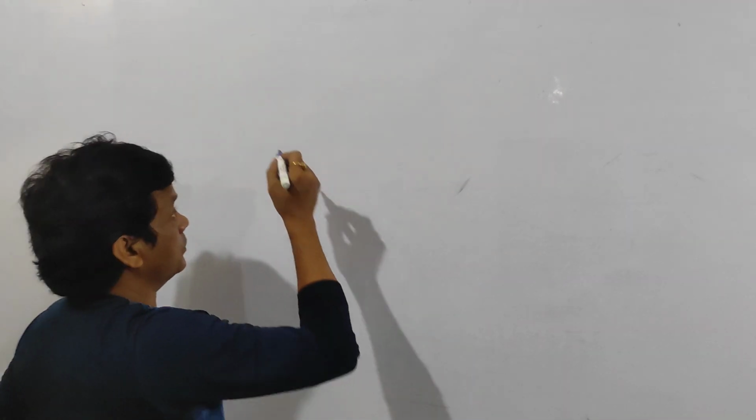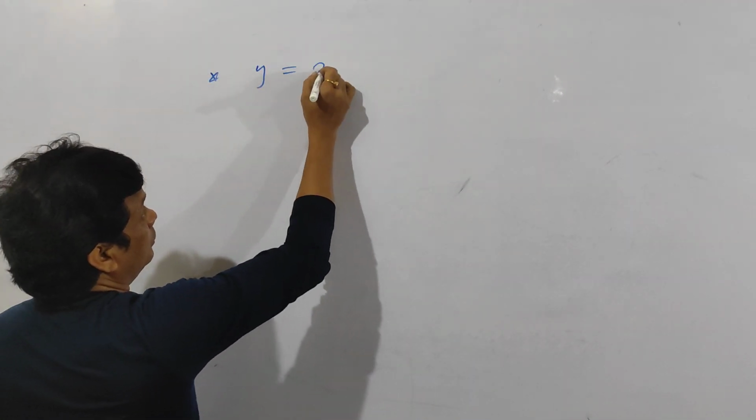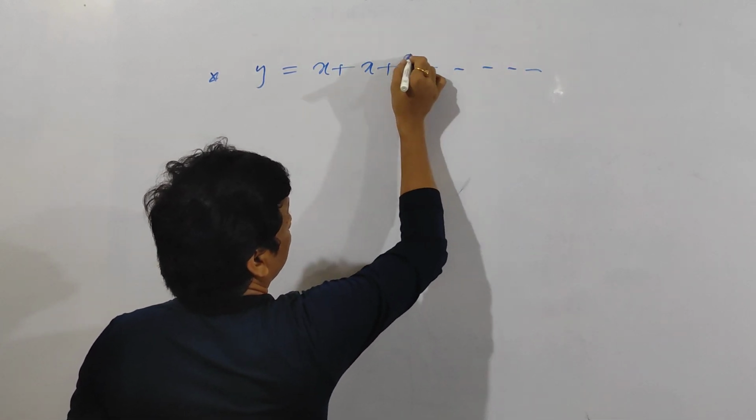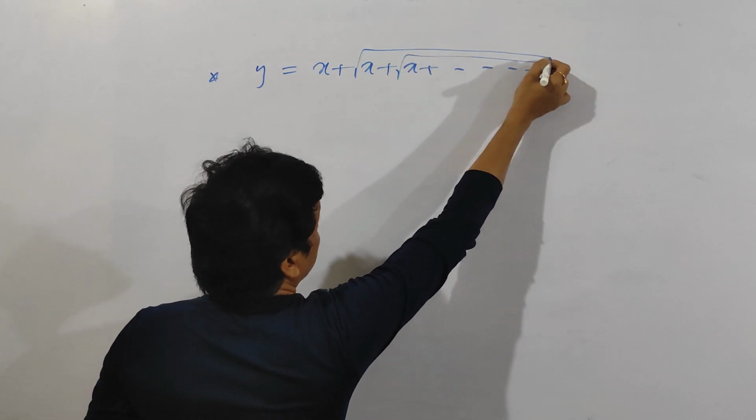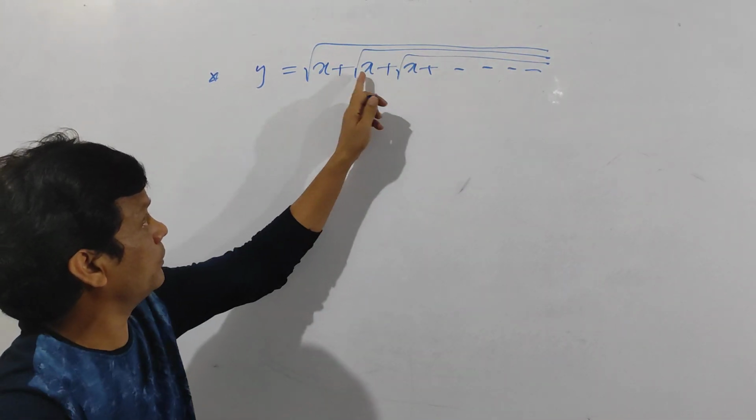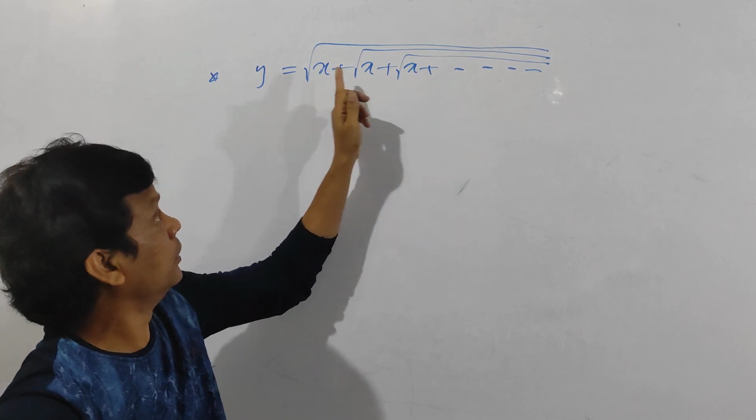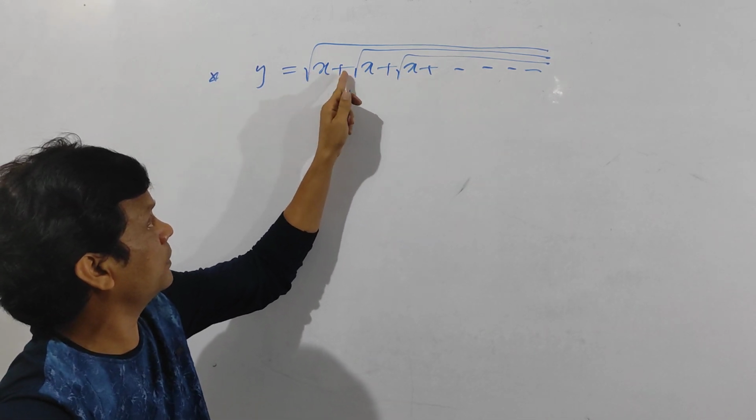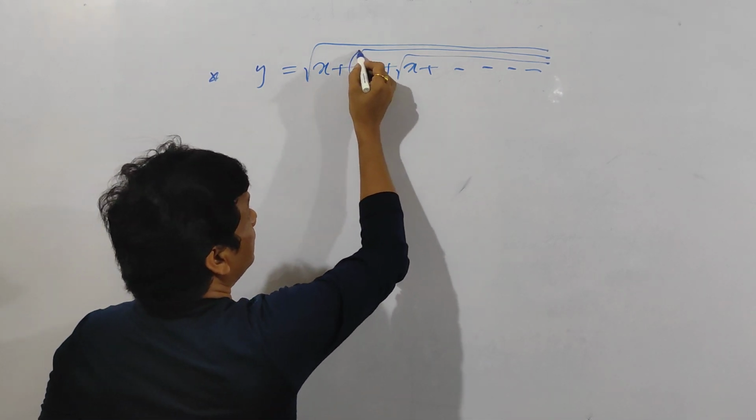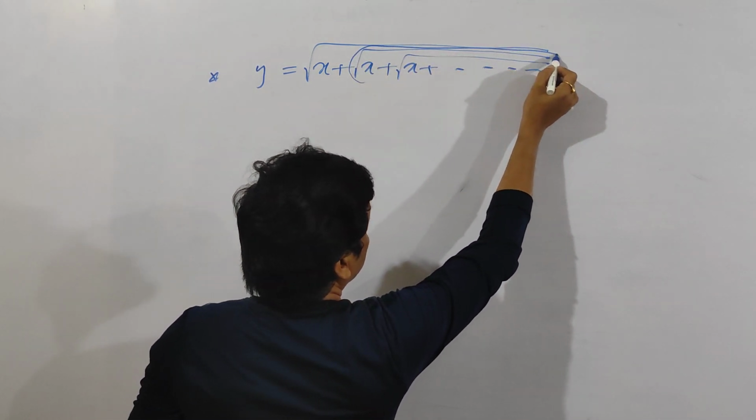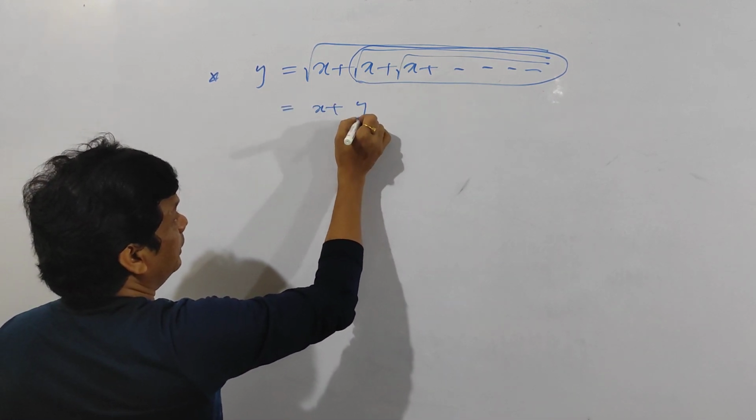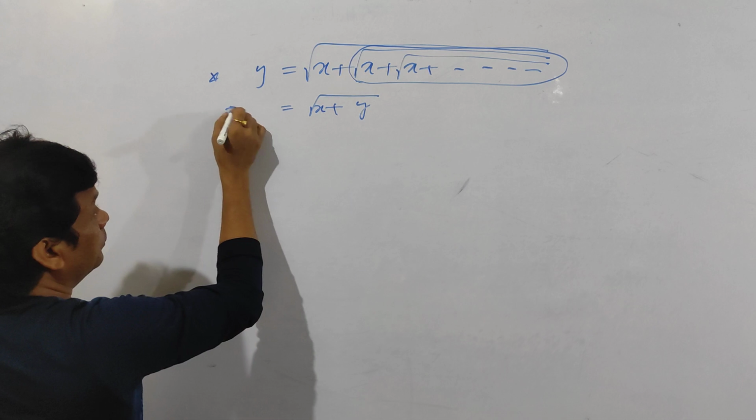See another type of question. Y is equal to root over of x plus root over of x plus root over of x plus and so on. If the question is like this, in place of x you can write sin x, or log x, or anything. So see here, this part is y. That means root over of x plus y. Y is equal to this one.